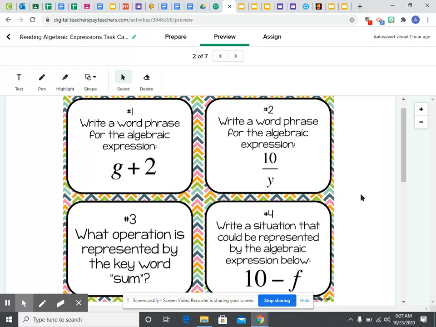So that is one thing you can do. You all know some other ones you can do. We're on number 2 right now. We're just doing one word phrase. You can do the quotient of 10 and y. You can do 10 divided by y. You can do 10 divided into y groups, or you can do 10 split into y groups. Any of those will work.